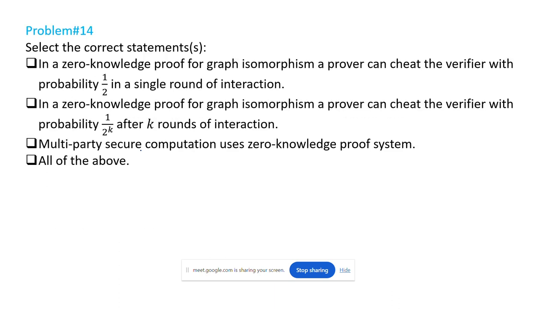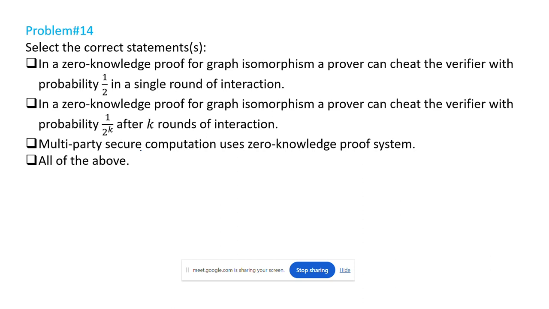Okay. I think this is the last question. Select the correct statements. In a zero knowledge proof for graph isomorphism, a prover can cheat the verifier with probability half in a single round of interaction. In a zero knowledge proof for graph isomorphism, a prover can cheat the verifier with probability 1/2 to the power k after k rounds of interaction. Multi-party secure computation uses zero knowledge proof system. All of the above. Yes, that's the correct answer.